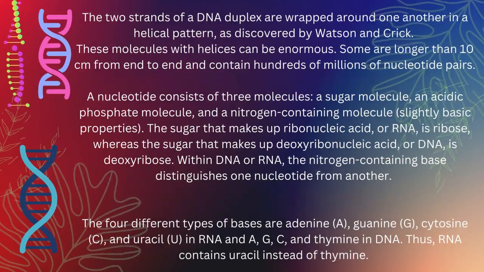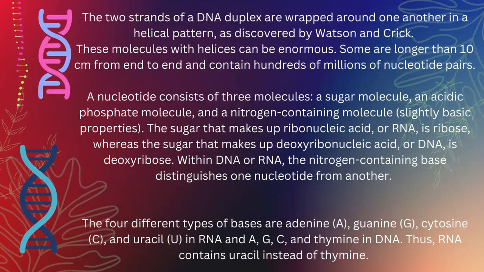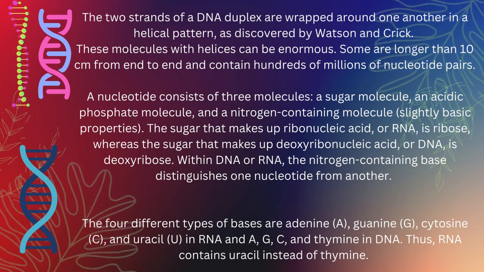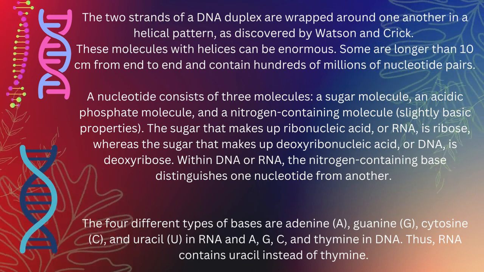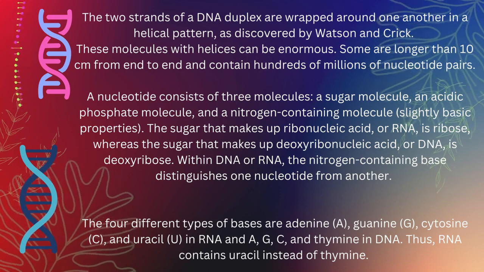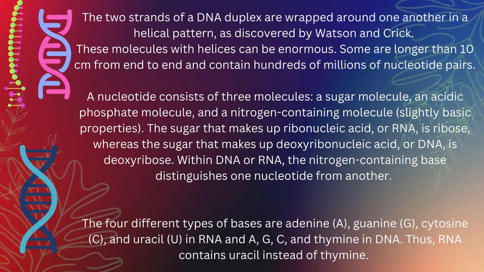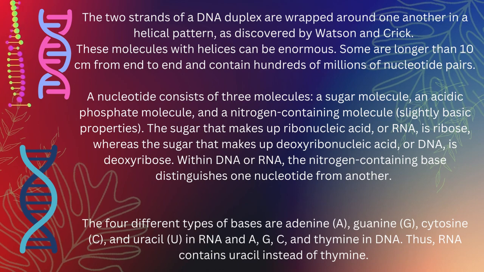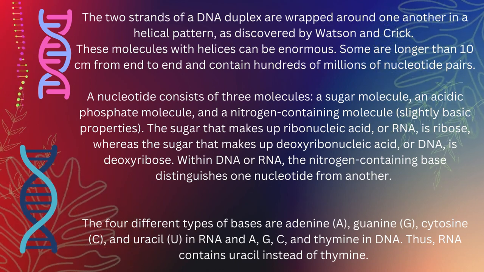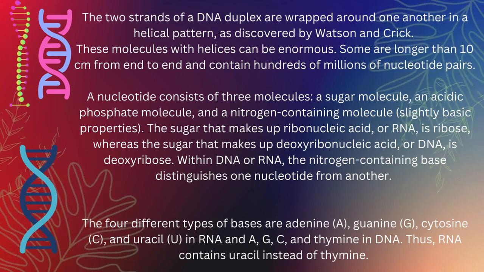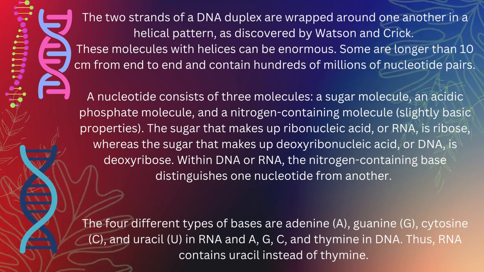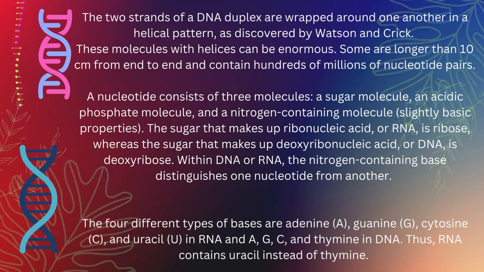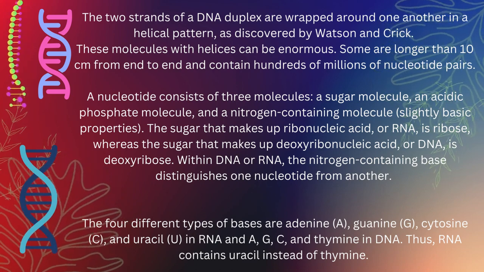The two strands of a DNA duplex are wrapped around one another in a helical pattern, as it was discovered by Watson and Crick. These molecules with helices can be enormous. Some are longer than 10 centimeters from end to end and contain hundreds of millions of nucleotide pairs. We could see them without a telescope if it were not for their incredibly thin nature. That means approximately 100 millionth of a centimeter.